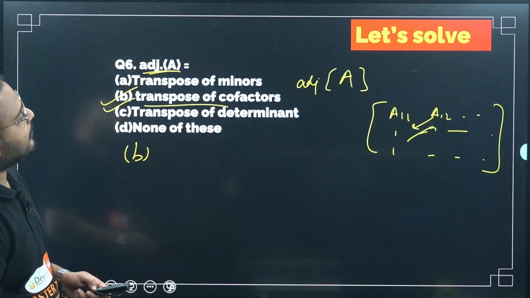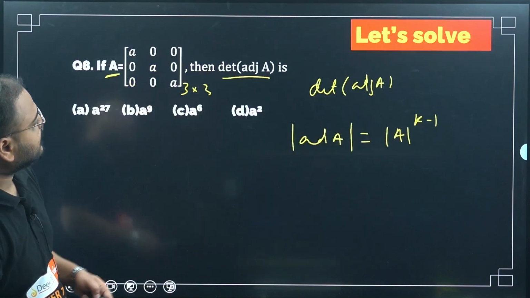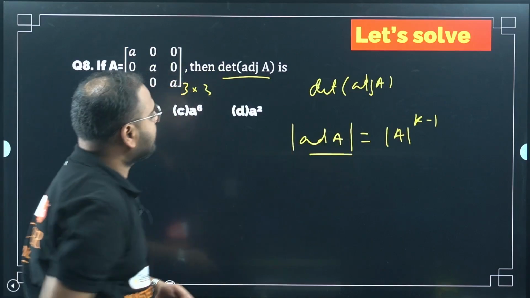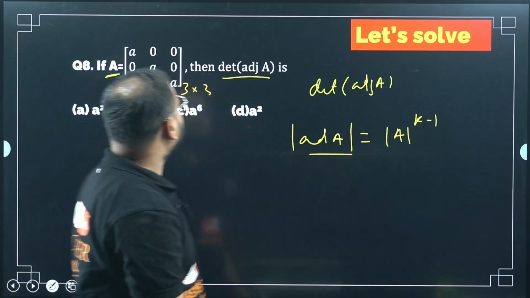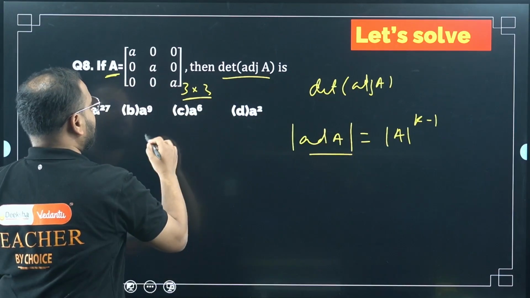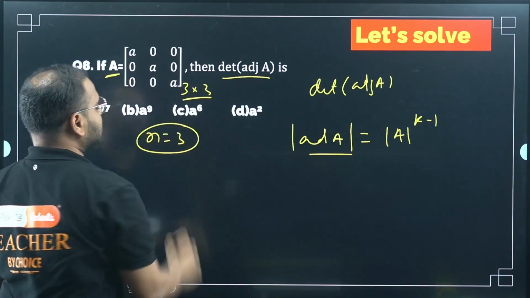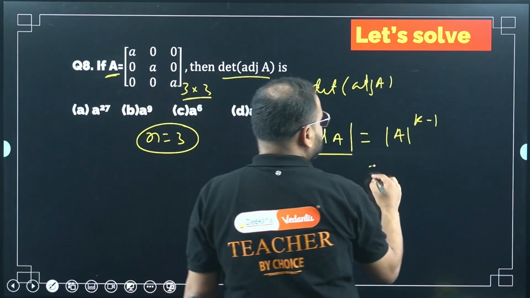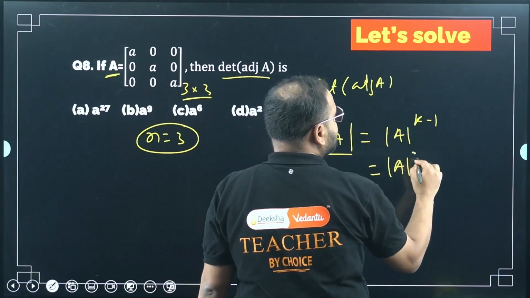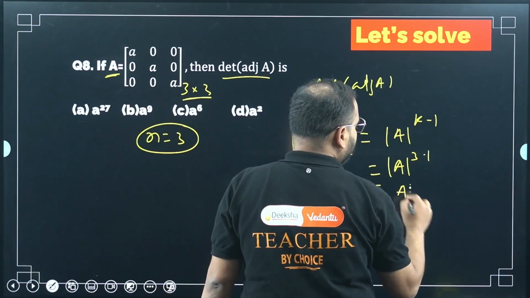Sorry. So coming to this problem now, that's what they are asking us, and you have to use this formula. What is the order here? What is my n value here? N value is 3, sir. So I can simply write this as determinant of A; if I find this, 3 minus 1 will become determinant of A to the power 2.